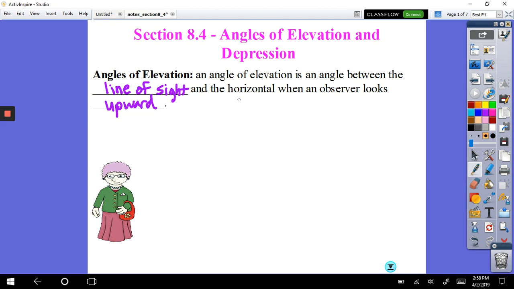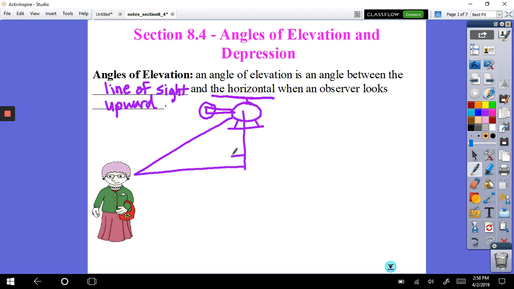So if Grandma sees a helicopter, see if I can draw a helicopter. Yep, not the best artist, but you get the idea. It's not a bad looking helicopter. So if Grandma sees a helicopter and she looks up at it, the angle makes a right triangle, and the angle looking up to the helicopter is what we call that angle of elevation.